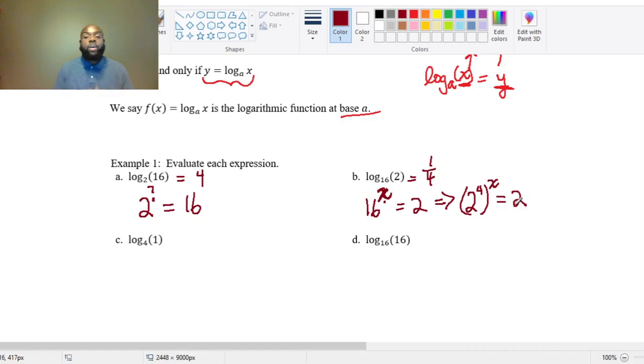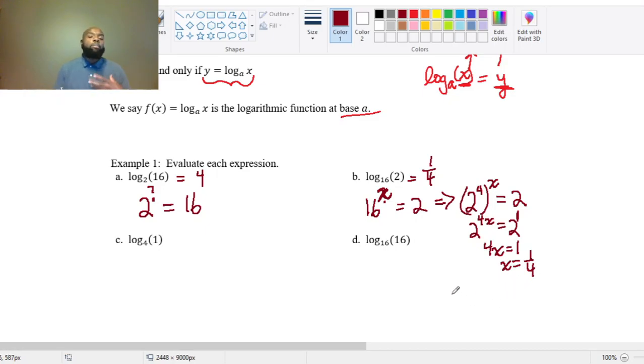So we could write our equation that way. And then when I raise a power to a power, I get 2 to the 4x equals 2. And this is understood to be a first power here. And so now that we have two exponential expressions with the same base equal to each other, by the one-to-one property, we can set each of our exponents equal to each other, and we'll see that x equals 1/4.